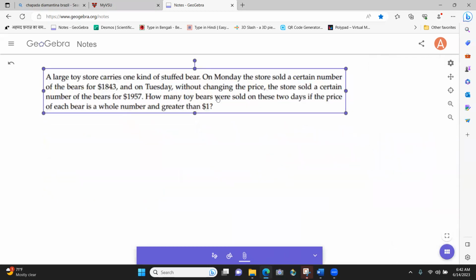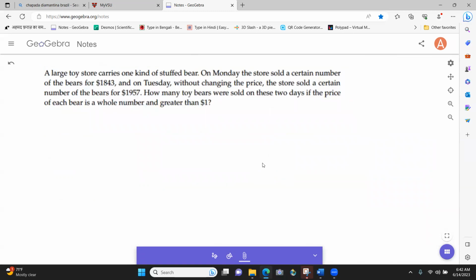So read it carefully. A large toy store carries one kind of stuffed bear. On Monday, the store sold a certain number of bears for 1843. And on Tuesday, without changing the price, the store sold a certain number of bears for 1957. How many toy bears were sold on these 2 days if the price of each bear is a whole number or natural number? It has to be greater than 1. Whole number and greater than $1.